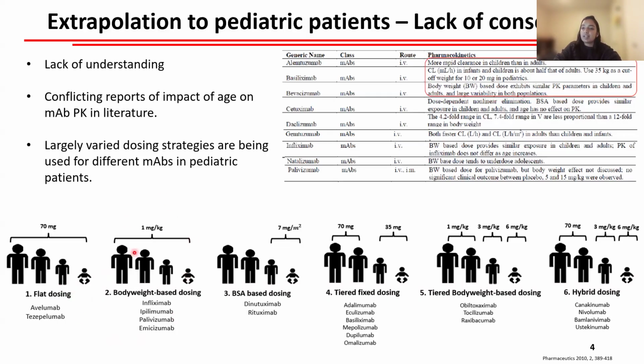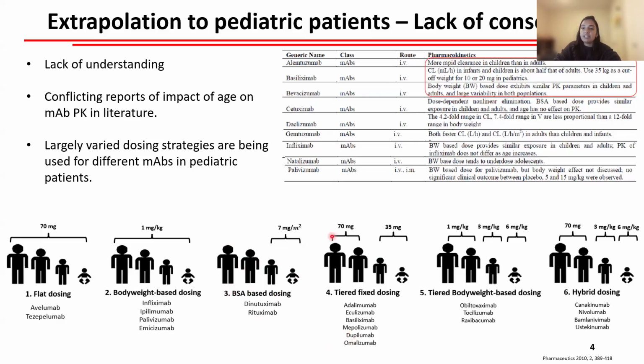Body weight based dosing is another approach that is used and is actually quite popular as it accounts for differences in body weight of adults and pediatric patients. One other popular method is body surface area based dosing. Now, while this has been used historically quite a bit, it has been losing interest in recent years, especially because of the increased complexity of calculating the body surface area in clinical practice.